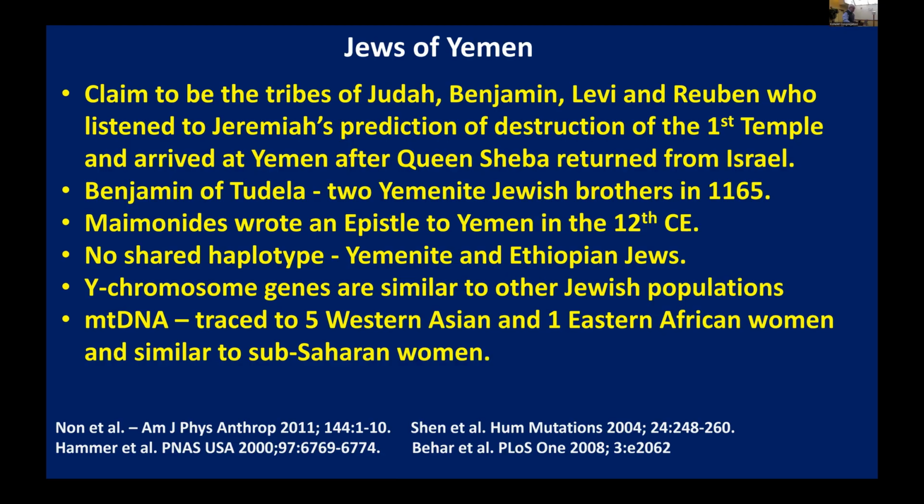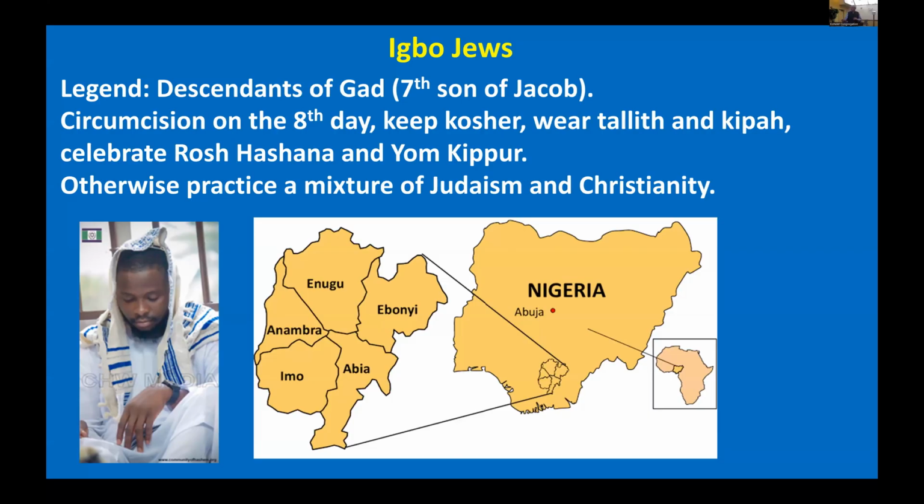Let's move a little bit farther south, and there are the Igbo Jews. I don't know how many of you have heard of them, but there is a substantial group, and some of them are in the United States, and they claim to be descendants of Gad, the 7th son of Jacob.